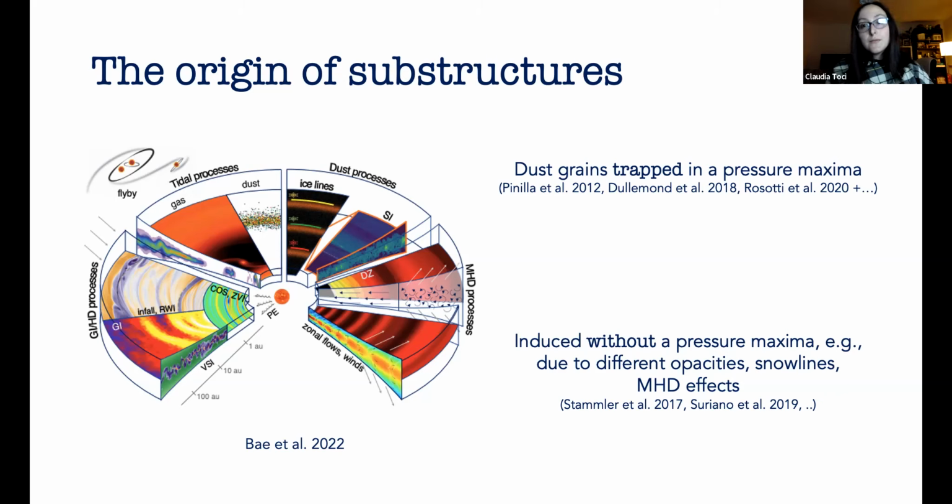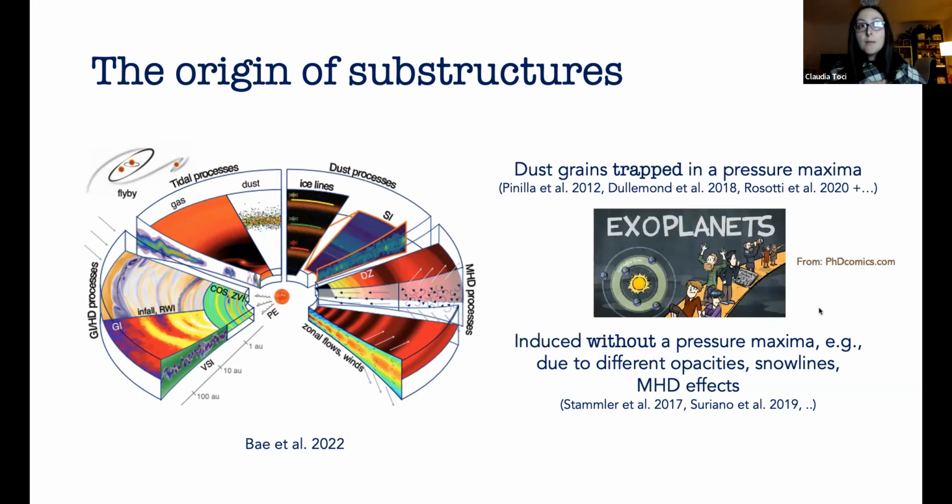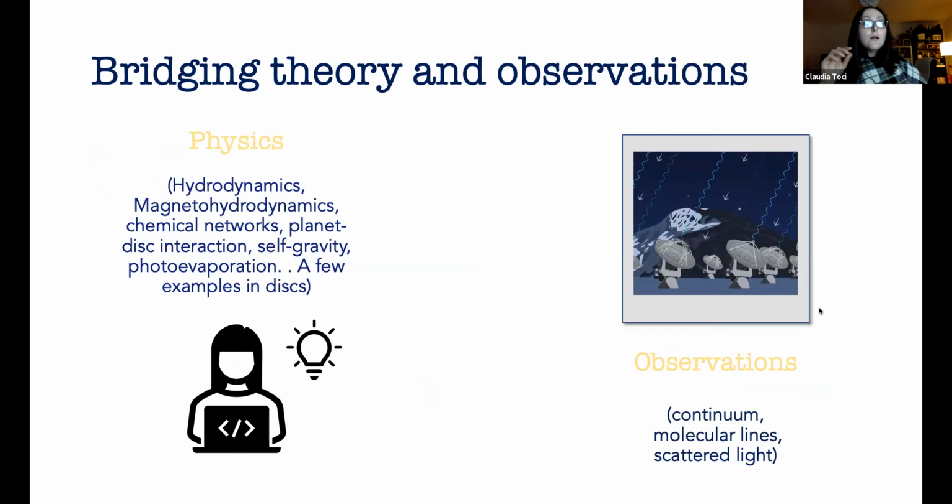But we are very interested in the mechanisms that can form substructures trapping dust, because we hope that at least a few of them are created by young protoplanets embedded in the disk, interacting with the dust and gas itself. So what I do during my work, well, I do a lot of things, but I'm very interested in connecting the physical mechanisms that are at play in protoplanetary disks with the observations.